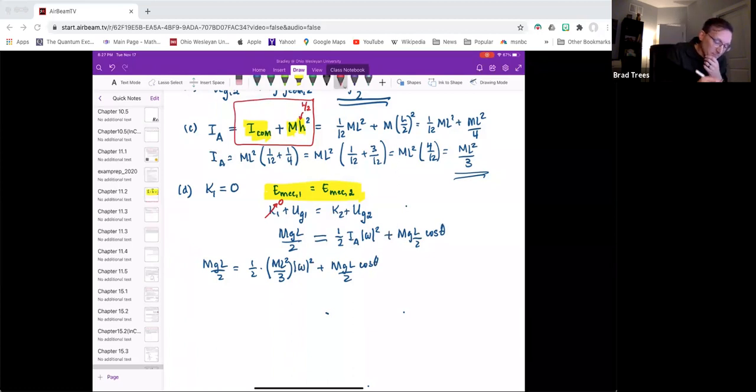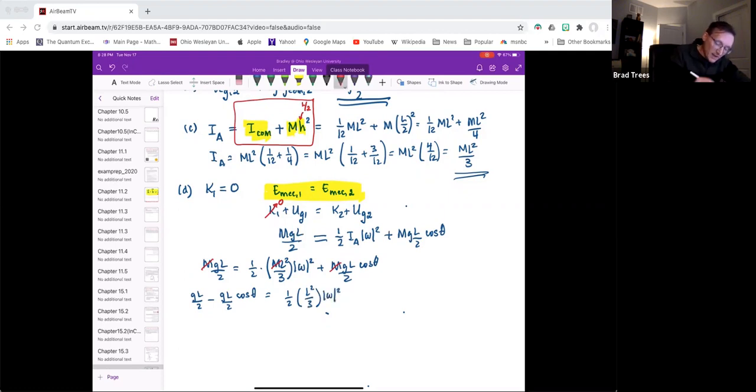Every term has an m, so let's divide both sides by m. Now that's why they didn't give me the m value. They didn't give me a number for the mass. Now I see I don't need to know it. Then I have gL over 2 minus gL over 2 cosine theta equals 1/2 times L squared over 3 times omega squared.